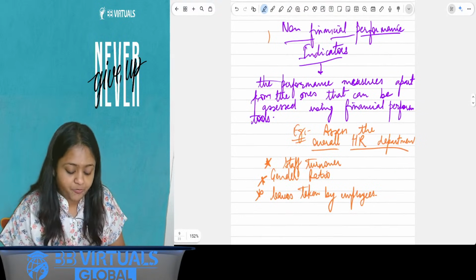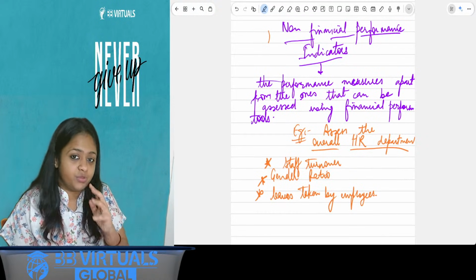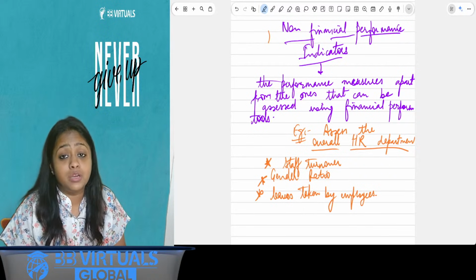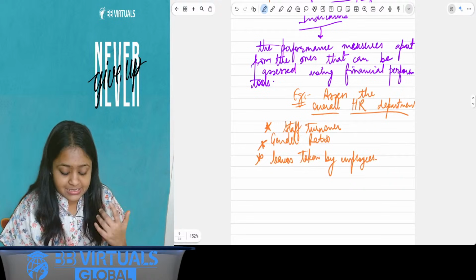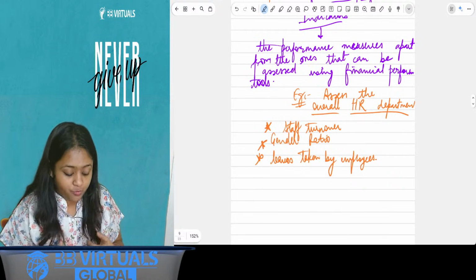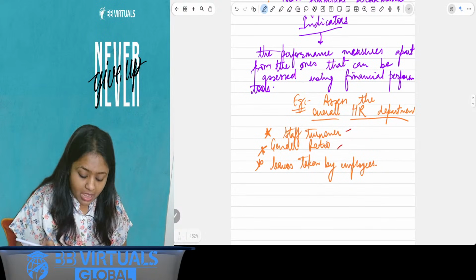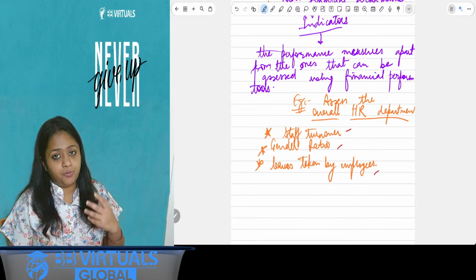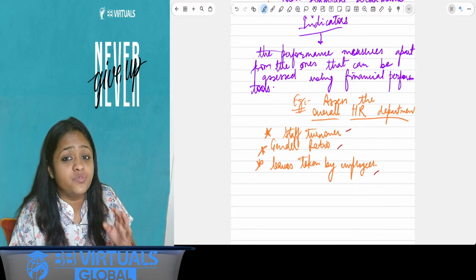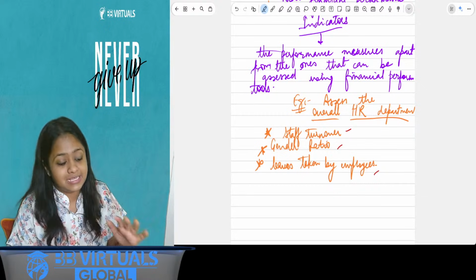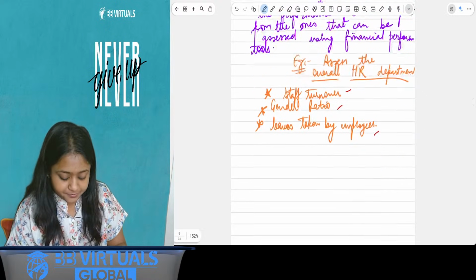Now, non-financial performance indicators are the performance measures, apart from the financial performance indicators, that indicate the performance of a manager. For example, we assess the overall HR department with the level of staff turnover ratio, the gender ratio that they've hired, and leaves taken by the employees. So these are non-financial performance measures to evaluate the performance of a department, division, or entity as a whole. Clear? Any questions? You can ask me, guys.